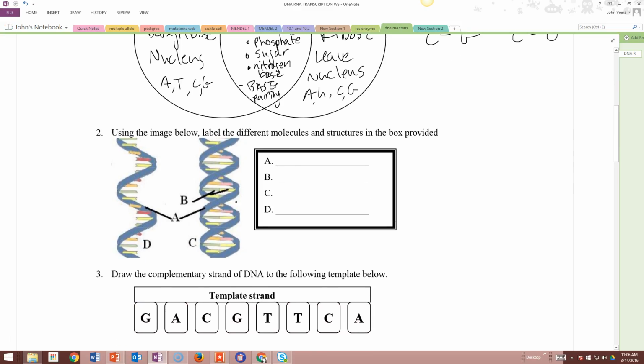All right, so A right here, this is the phosphate sugar backbone. B, those are the nitrogen bases. C, that's DNA because it's double-stranded, and D, that's RNA.